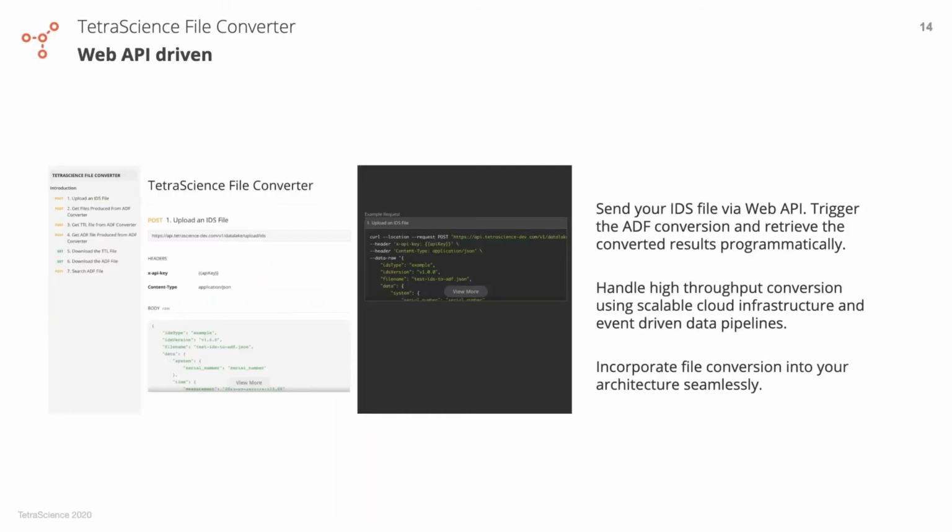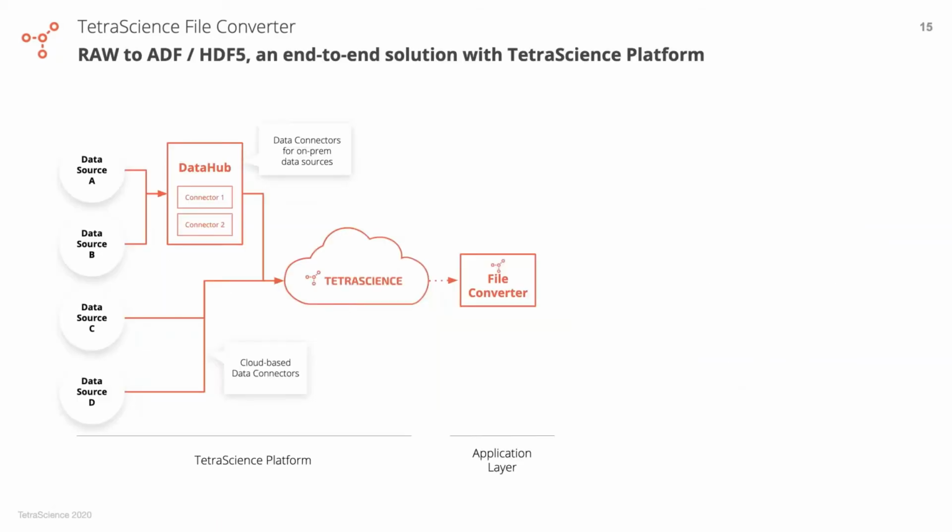Another design goal is to make sure it's web API driven, right? We talk about simplification leading to automation, and using the web API, you're able to ingest files and programmatically convert them. Combined with the TetraScience platform, you're able to convert end to end, from the raw data to the IDS and then to the ADF files.